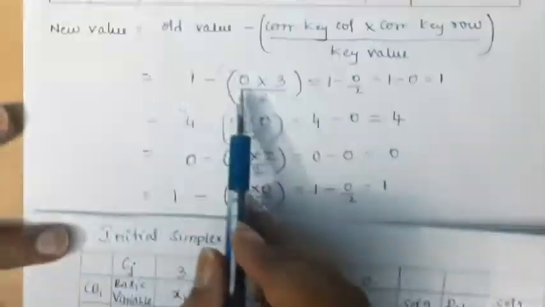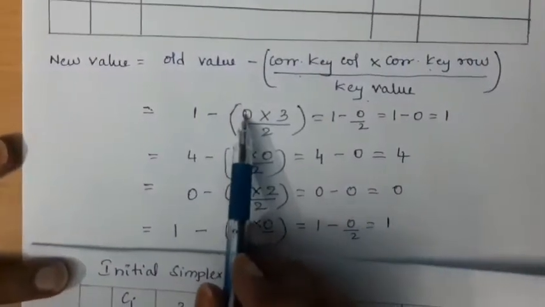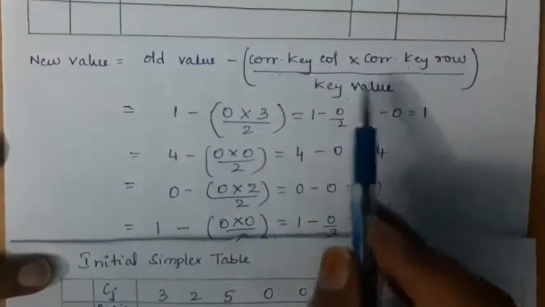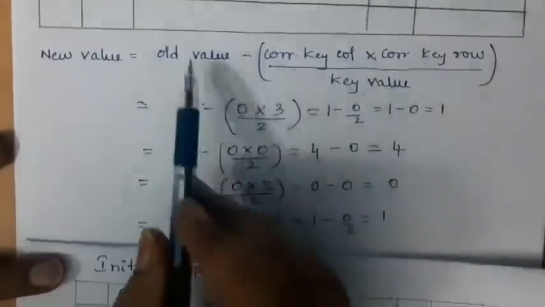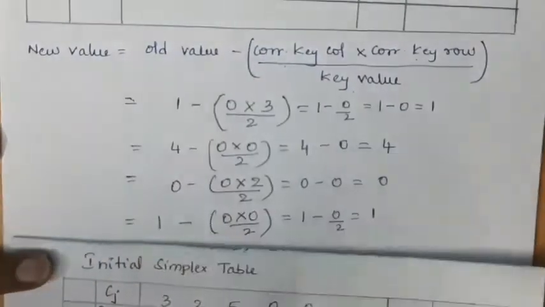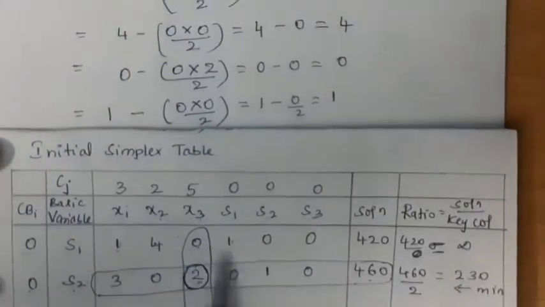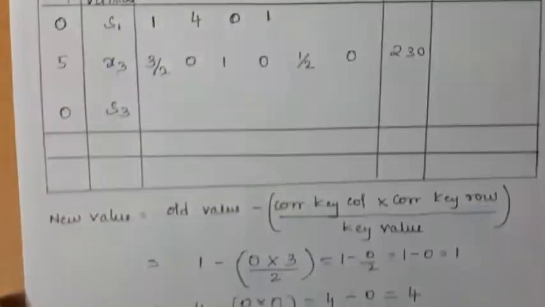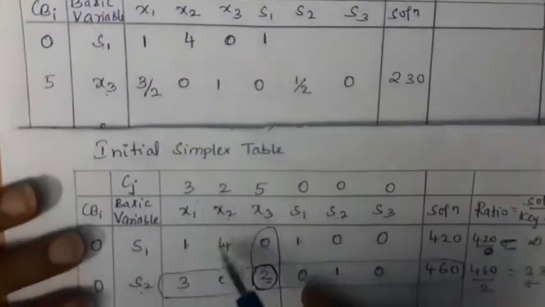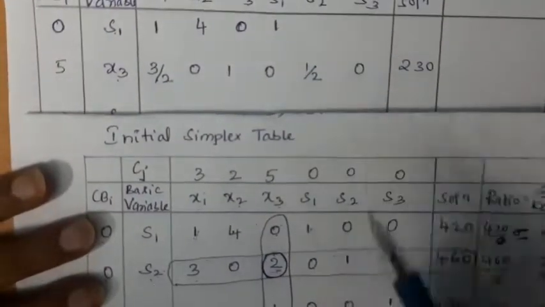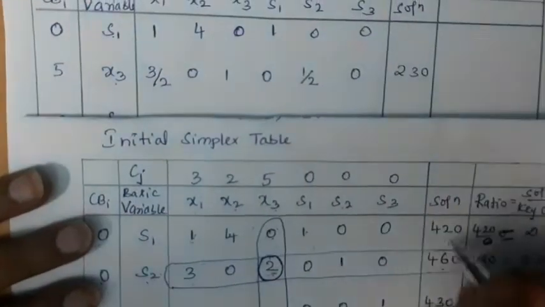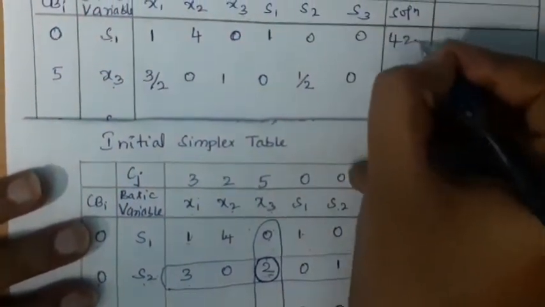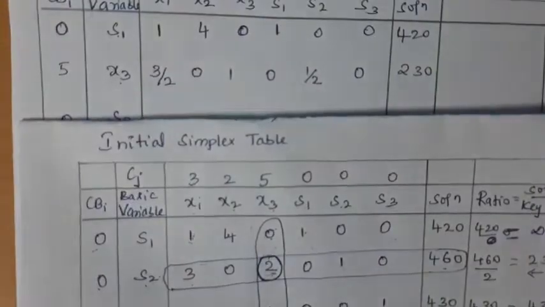So why? Because in the formula, we are getting corresponding key column value 0. So when you multiply any value with 0, this complete part becomes 0. So we remain with old value. So that's why this row value we get same. Okay, so we can directly write down here all the values as it is. So what is the value here? 1, 4, 0, 1. The next value we are getting 0, next is 0, and the solution value is 420. If you want, you can proceed with formula, you will get the same values.